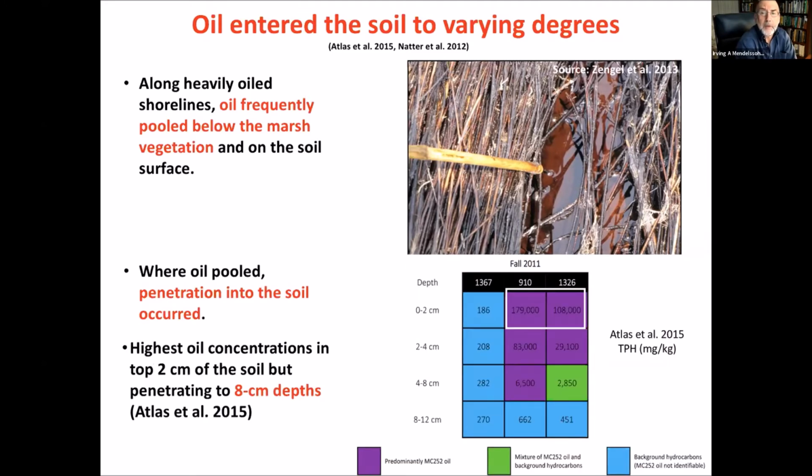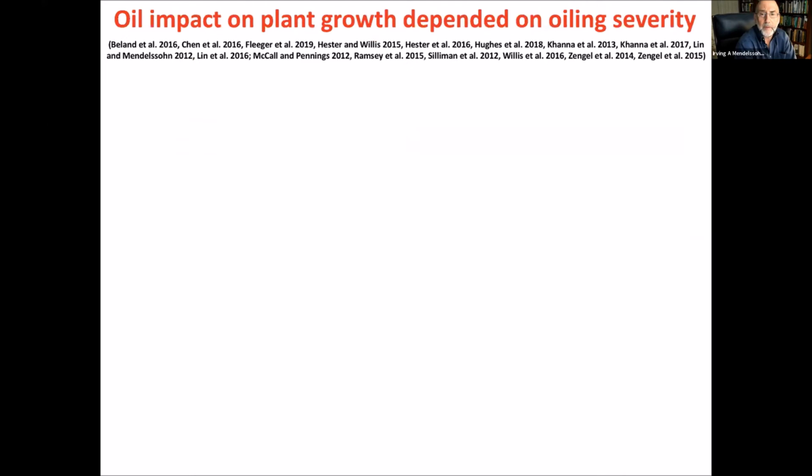Although the highest oil concentrations were in the top 2 centimeters of the soil surface, as shown by research by Atlas et al., the Macondo oil also penetrated as far as 8 centimeters into the soil. And there are other data suggesting that oil in certain locations, these heavily oiled sites, may have gone even further. But this is an area that needed a lot more research to quantify.